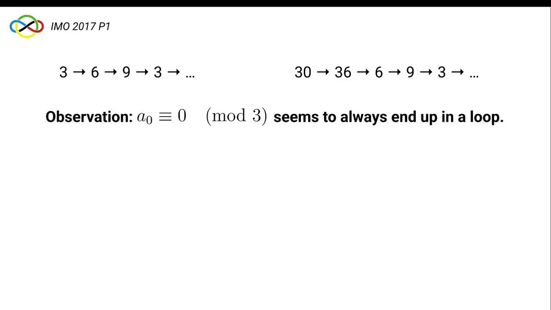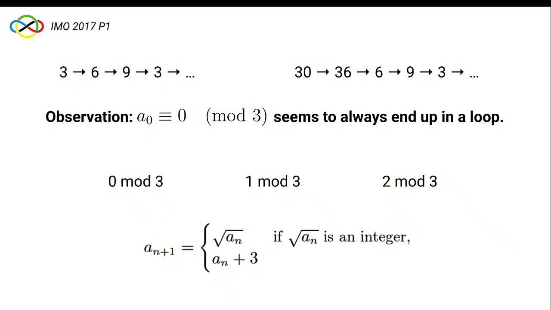And instead of saying multiple of 3, we could say a0 is congruent to 0 mod 3. We could also extend this and do casework on congruent to 1 mod 3 and 2 mod 3. This is a pretty natural thing to do because, firstly, it takes care of the case of a multiple of 3 that ends in an infinite loop. And also, if you recall, the second case, when the square root of an is not an integer, is an plus 3, which doesn't really change anything mod 3, because 3 is a multiple of 3. So we're going to split into 3 cases: 0 mod 3, 1 mod 3, and 2 mod 3.